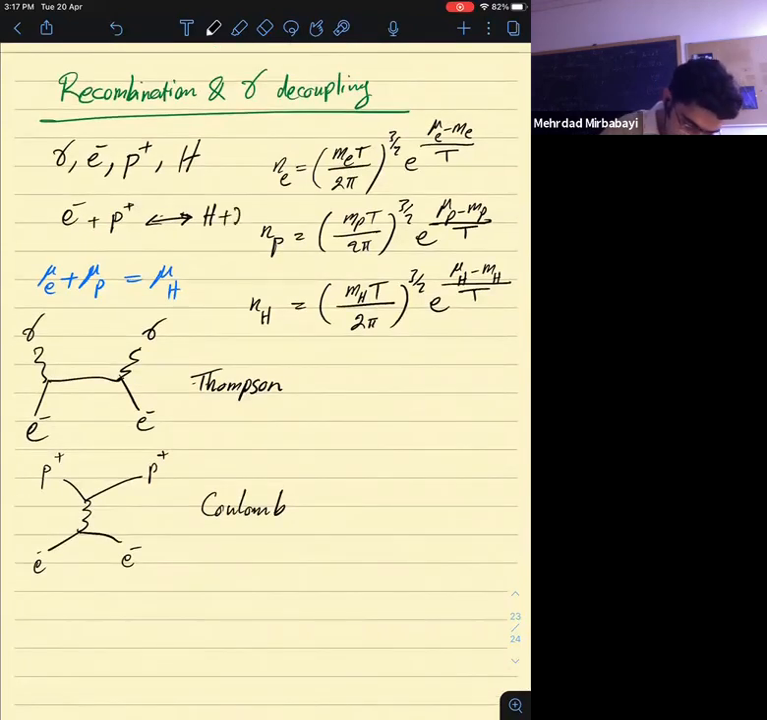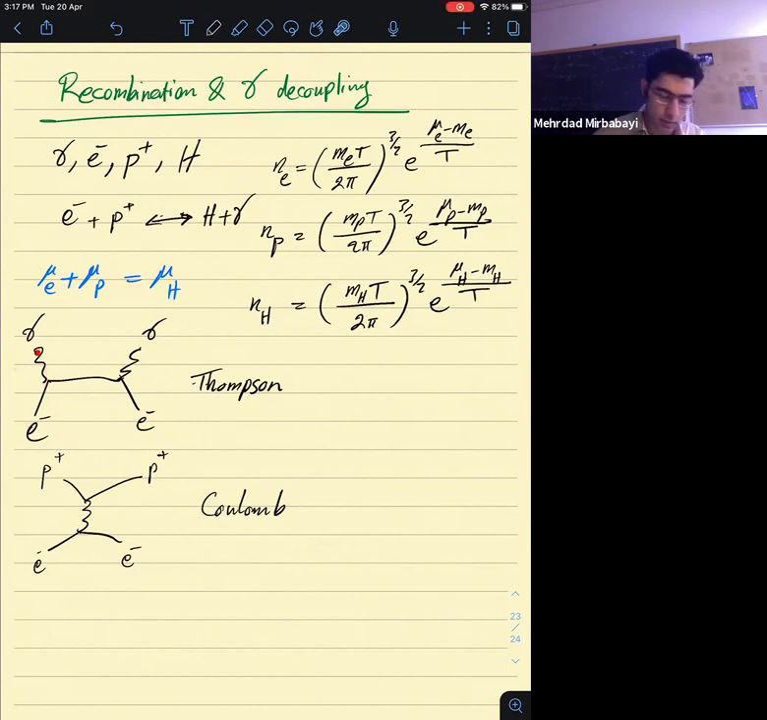And of course, here I missed an important thing. When e+ and e- combine, they form a hydrogen atom, but they emit a photon. And vice versa, the hydrogen atom can absorb a photon and then ionize into e+ and e-. So these are the three processes that maintain equilibrium between these four particles.